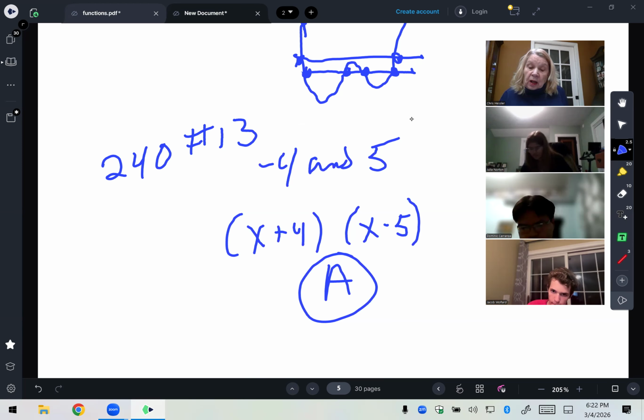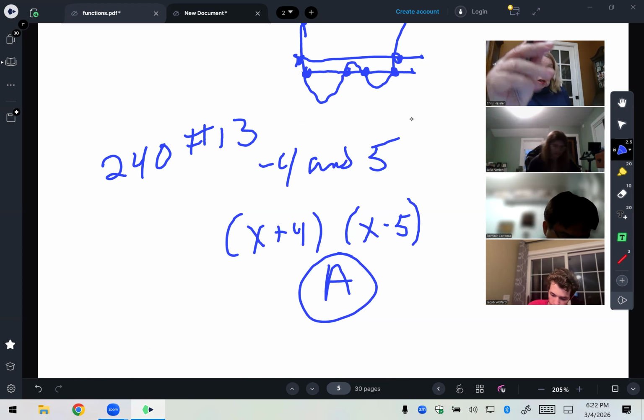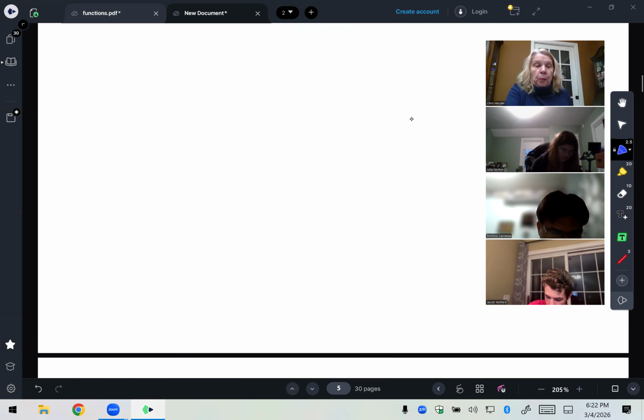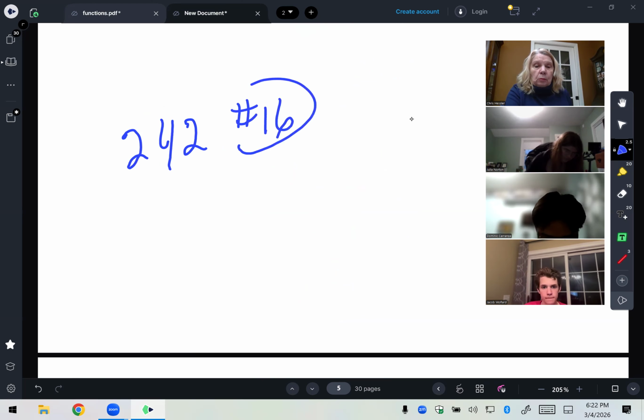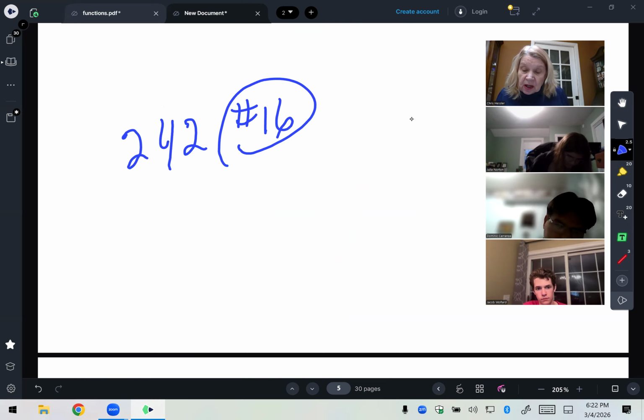And let's just go to 242. And we're looking at the reservoir question number 16. For a certain reservoir, the function f gives the water level f of n to the nearest whole percent of capacity on the nth day of 2016. Which of the following is the best interpretation? So I want you to read through those choices and pick out an answer.